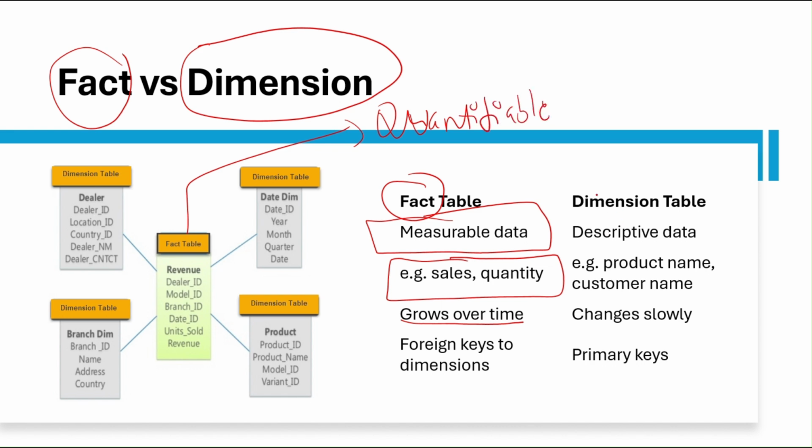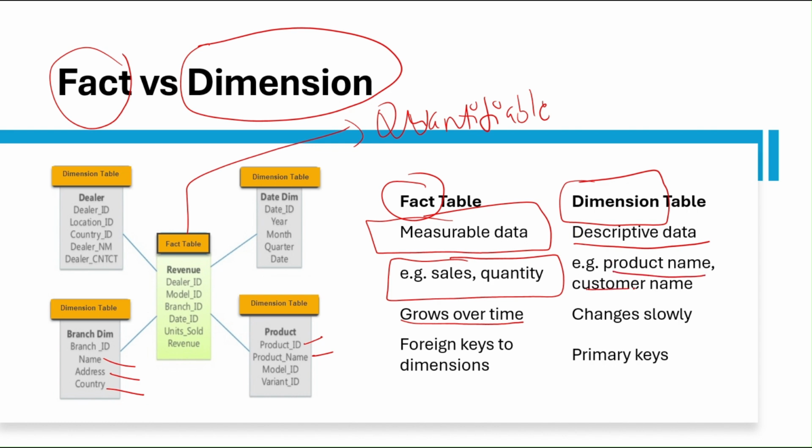And now let's understand what is meant by a dimension. Dimensions are descriptive data. For example, here you can see a product name, product ID, branch name, branch address, branch country. These are called the dimensions. Anything that is descriptive is called a dimension.